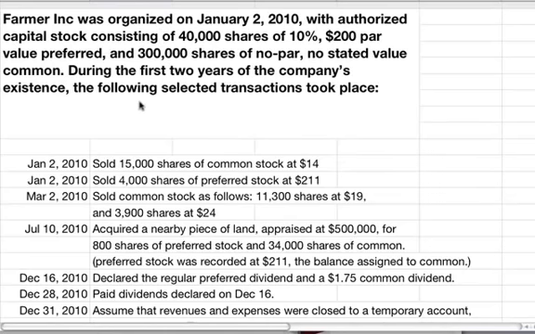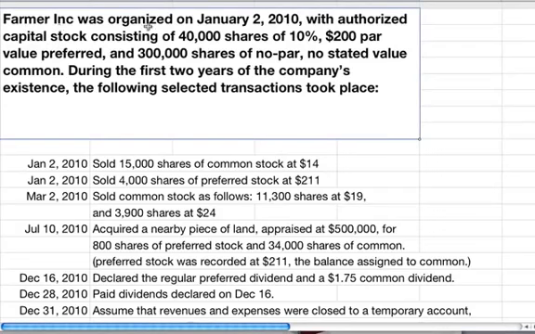Okay, in this example problem, we are going over some stockholder equity transactions. So the problem is, Farmer Inc. was organized on January 2nd, 2010 with authorized capital stock consisting of 40,000 shares of 10% $200 par value preferred stock, 300,000 shares of no par, no stated value common stock. During the first 2 years of the company's existence, the following selected transactions took place.